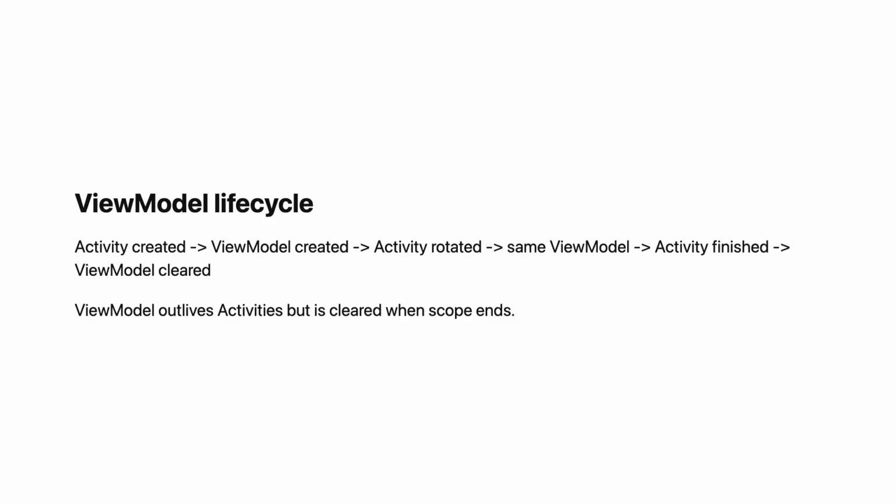When the scope ends, onCleared is called. Clean up resources there. The ViewModel is not destroyed on configuration changes. It holds state across rotations, language changes, dark mode switches.